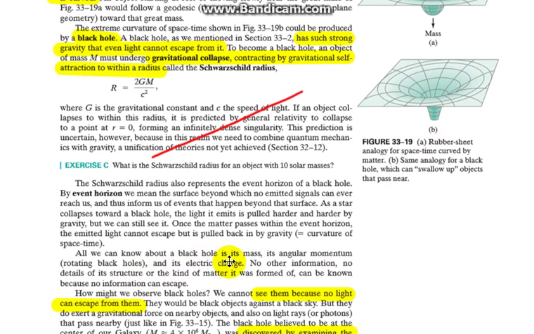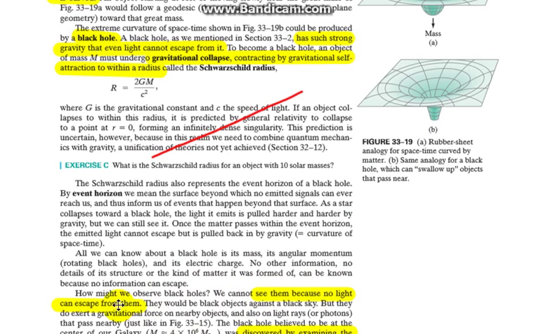All we know about black holes is their mass, angular momentum, and electric charge. No other information, no details of a structure, or the kind of matter it was formed of can be known, since we can't see anything because no information escapes. It's like we see a black on black. So how might we observe black holes if we simply can't see them? Because light is not escaping, so we won't be able to see it.